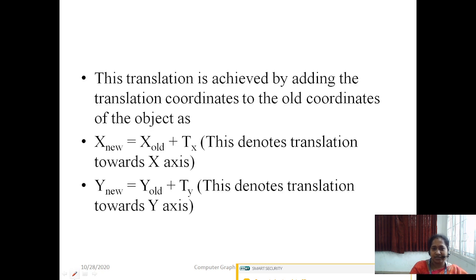What is the basic formula for the new coordinate? X new is equal to x old plus tx. Here tx denotes the translation towards the x-axis. Next, based on the y-axis, y new equals y old plus ty. Here ty denotes the translation towards the y-axis.